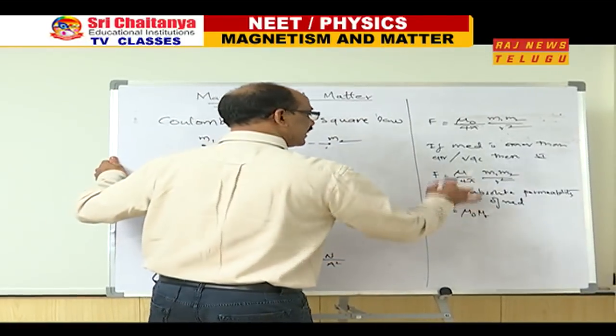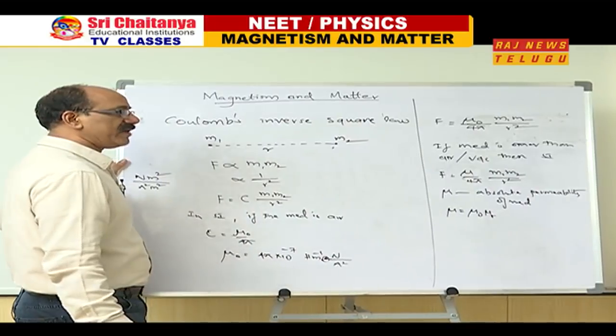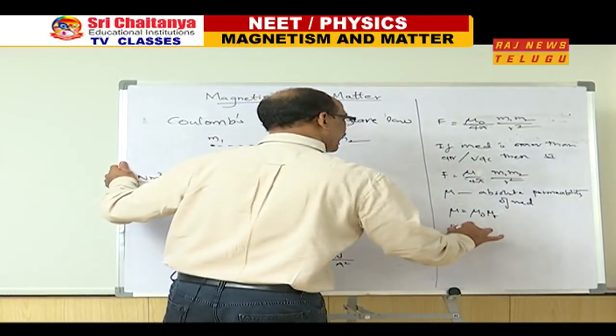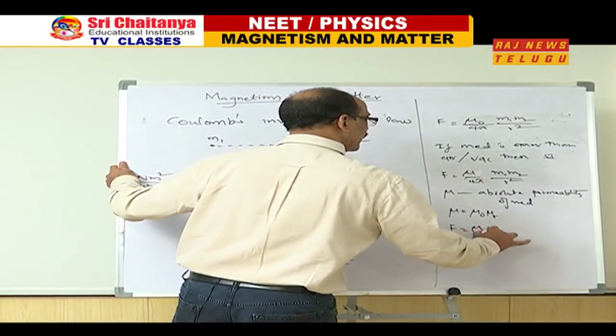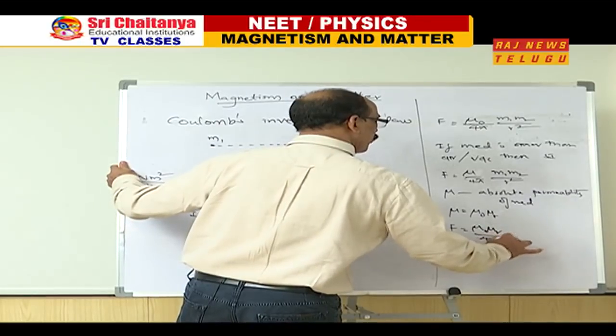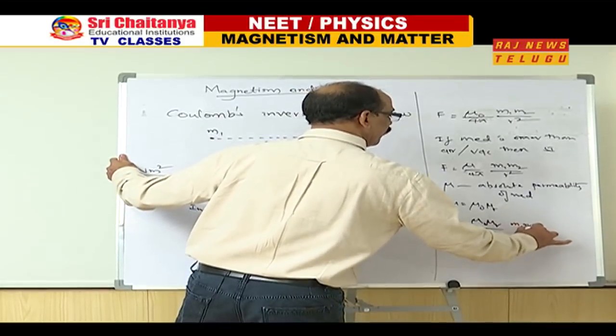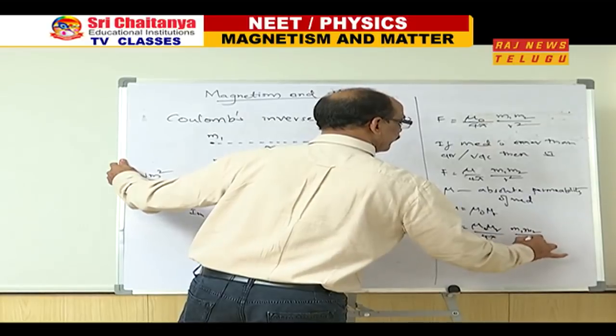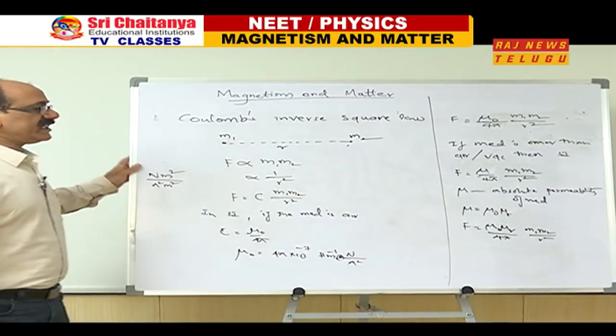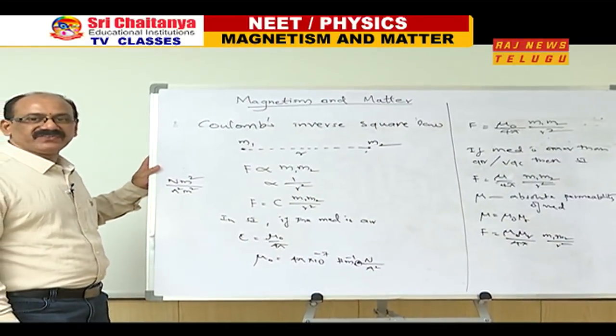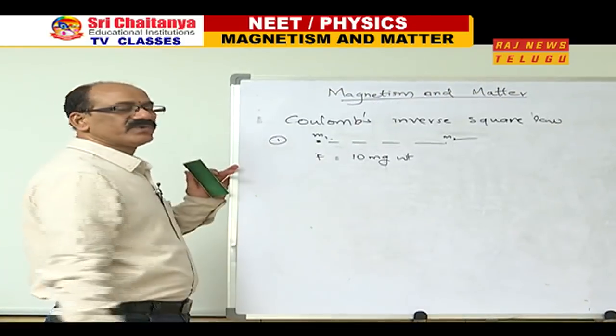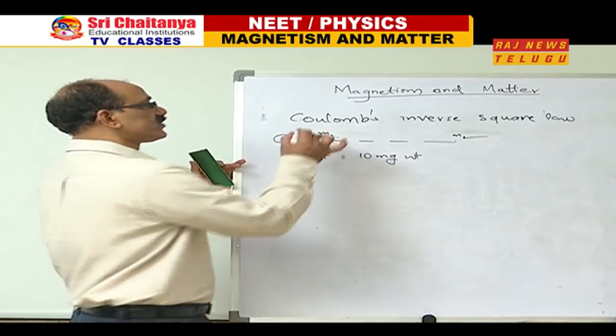So this expression, instead of writing F is equal to mu by 4 pi m1 m2 by r square, we can write even this as mu naught times mu r by 4 pi into m1 m2 by r square. Now we shall see one or two problems based on this. Let us discuss one or two problems on Coulomb's inverse square law.